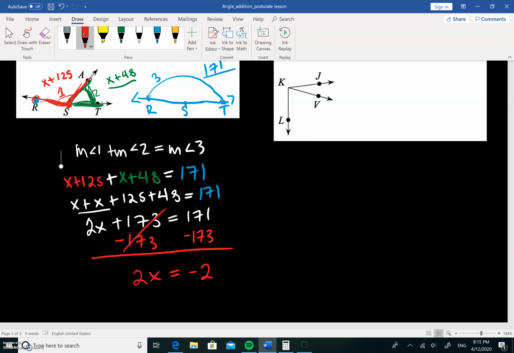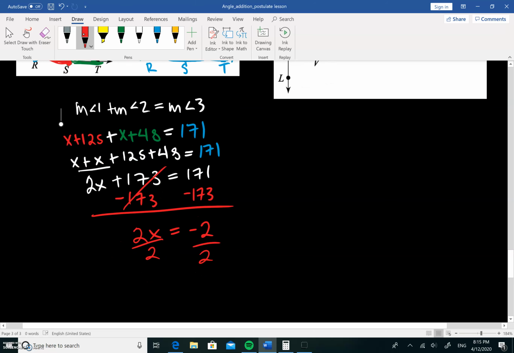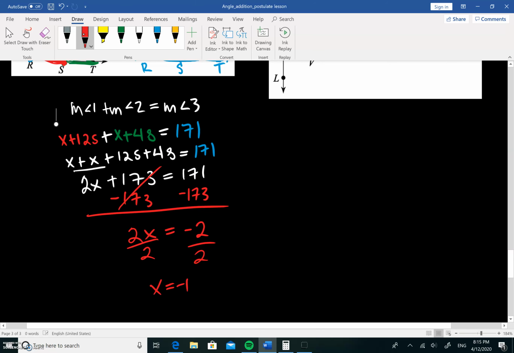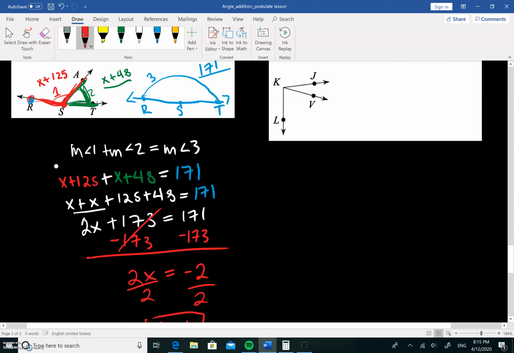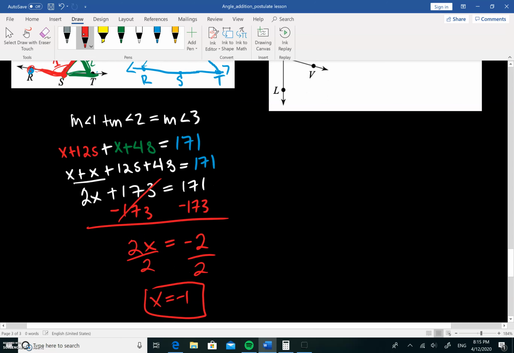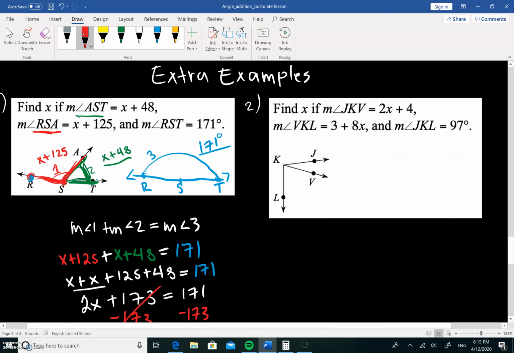We bring down the 2x. We divide by 2 to get rid of the multiplication. And our answer is -1. And let's see. Yep, that makes sense. And then we're done. Now the last one.